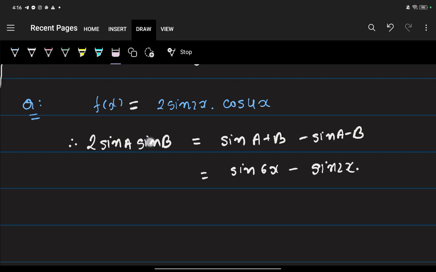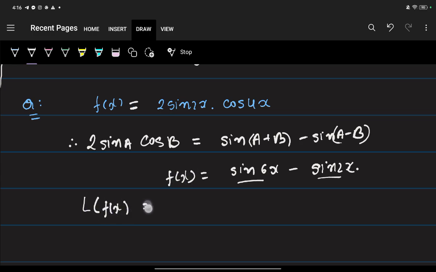Here it is sine a cos b, right? So 2 sine a cos b gives us sine a plus b and sine a minus b. That way it is sine 6x minus sine 2x. So now it is very easy to transform. We know that it will be a by s square plus a square, that will be 6 by s square plus 36. Now here it will be 2 by s square plus 4. So this will be the answer.